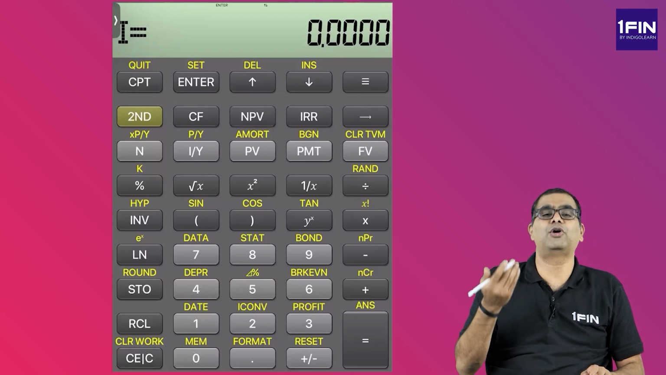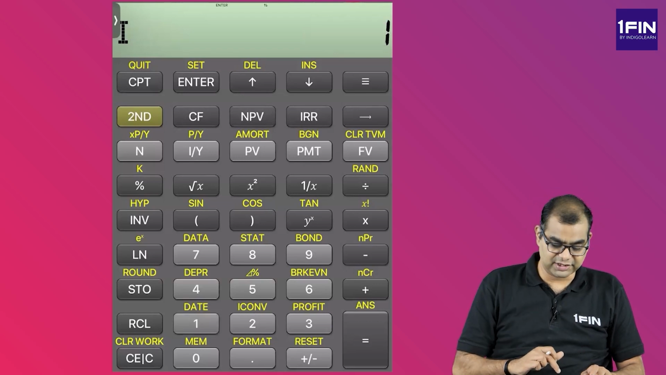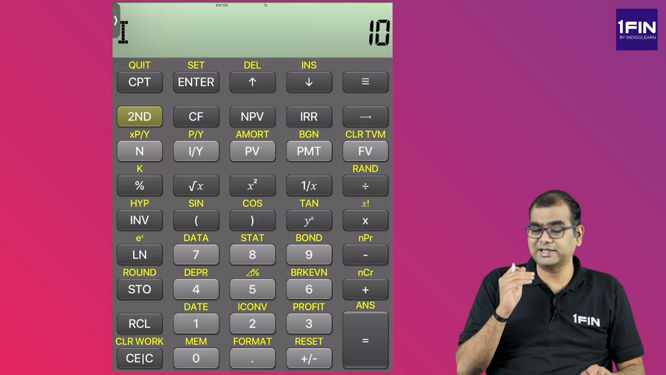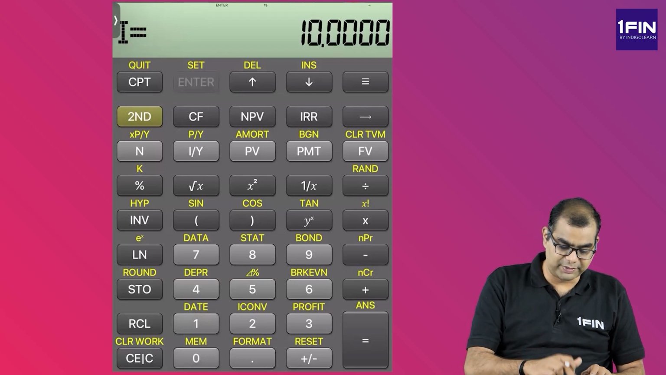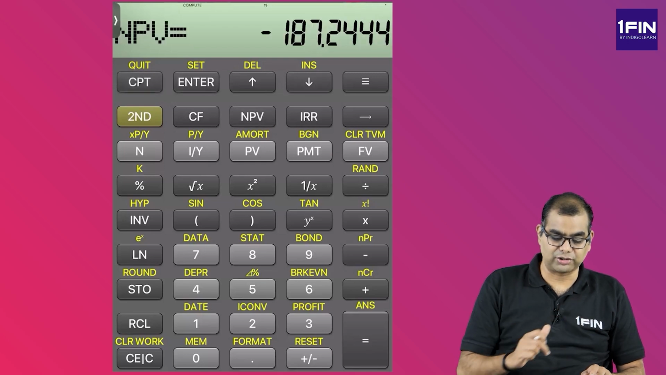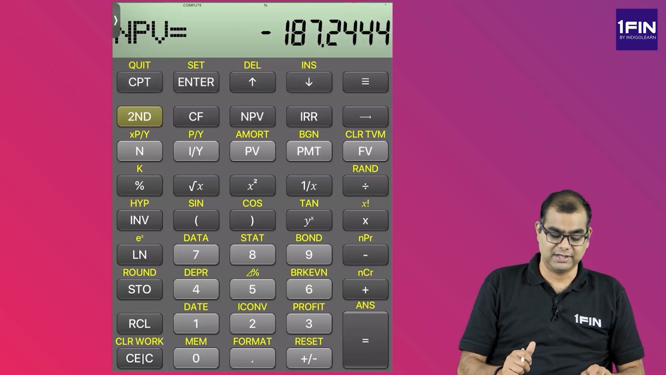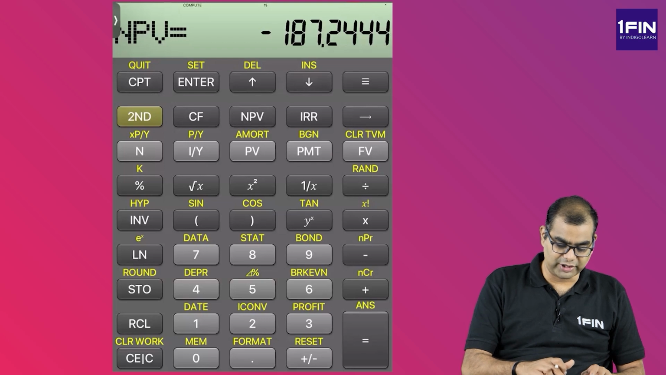If you are asking for NPV, it will obviously ask you for the interest rate. If you take an interest rate of 10%, all these values are percentage basis only. NPV, and then you press enter, I is equal to 10, enter, then NPV is equal to compute, you get minus 187. So I am just going back and showing it to you.